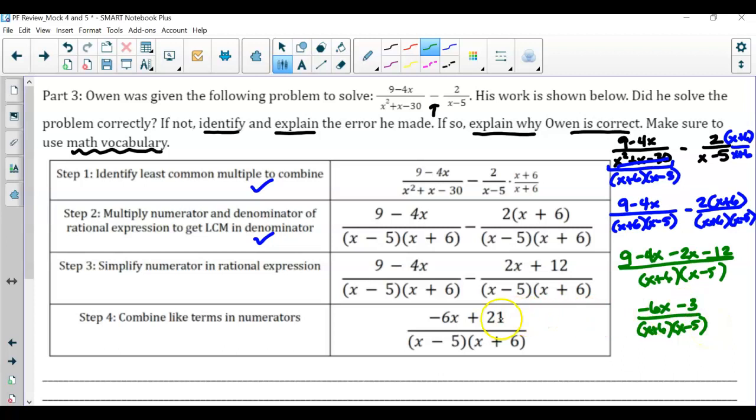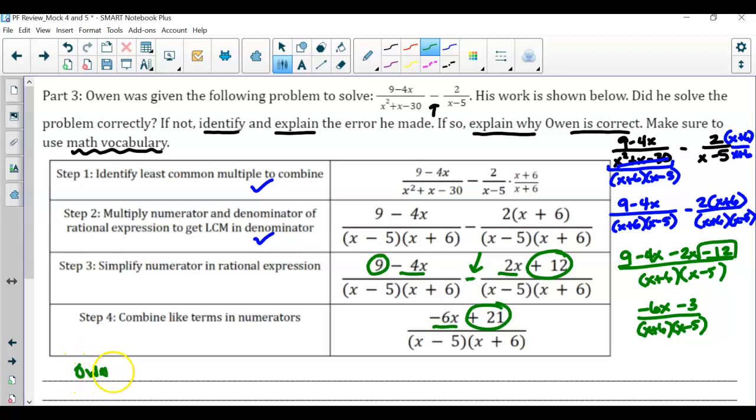So now notice clearly we got a different answer, right? We combined our like terms, but it's right here. How did he get negative 6x? Well, he combined negative 4x minus 2x, which is negative 6x, but then did 9 plus 12, which is 21. So what error did Owen make? We need to identify it because he combined like terms correctly, but he did not distribute the negative because it was supposed to be negative 12. And that's what you need to explain.